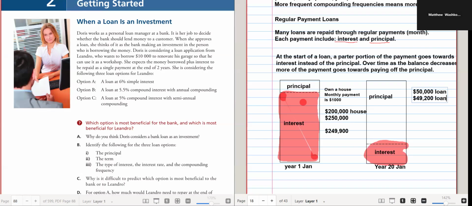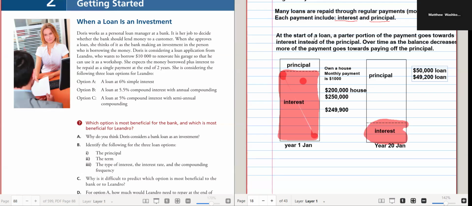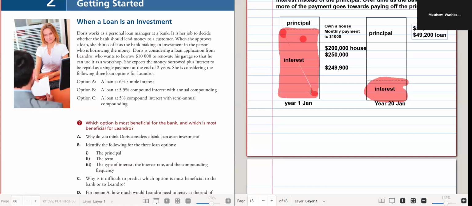So it's really important to understand that concept, because that's how the world works. That's how your car loan works. That's how your mortgage works. That's how your business loan works. That's how any loan you as an individual, as a consumer, as a customer will probably experience. Every single major loan you take is this.